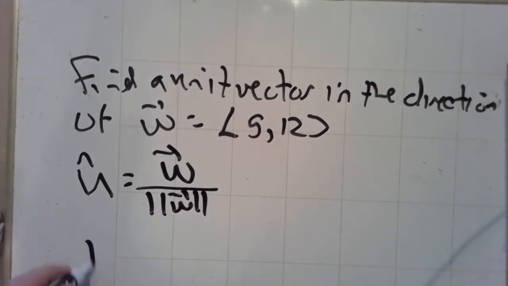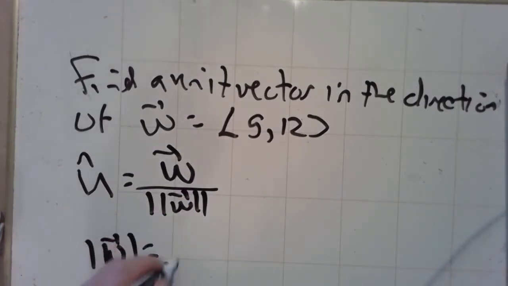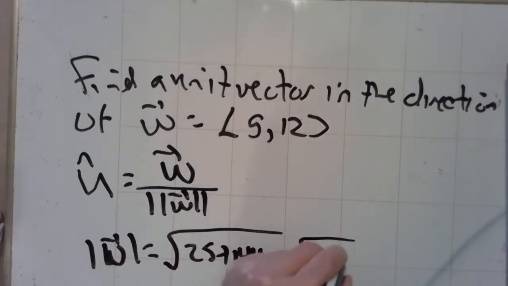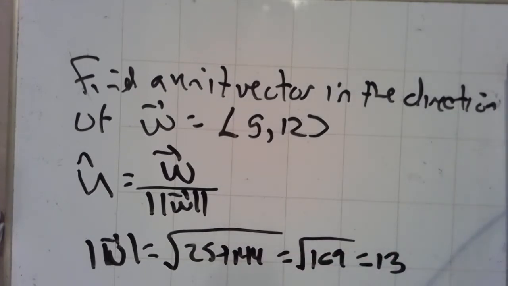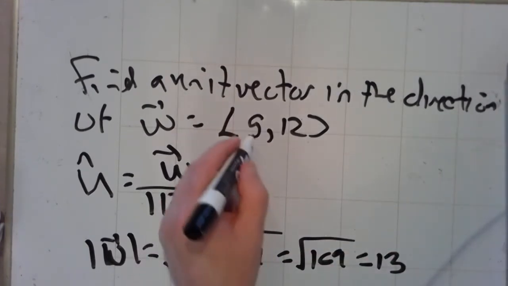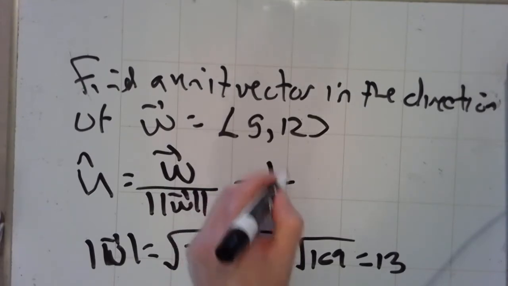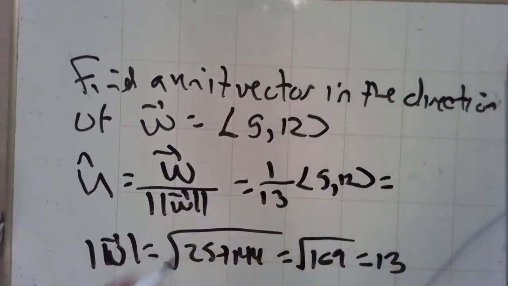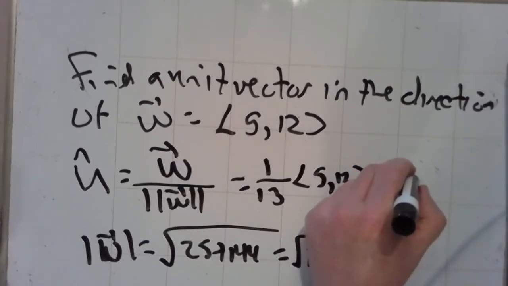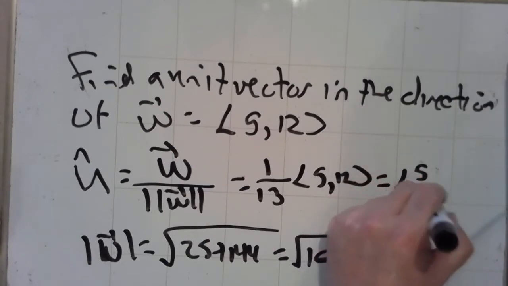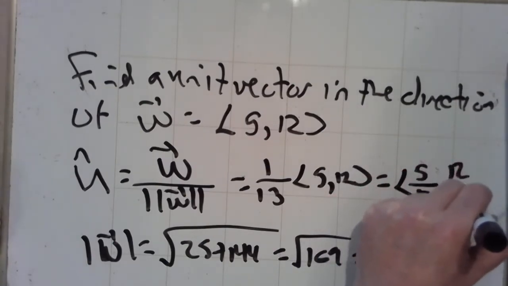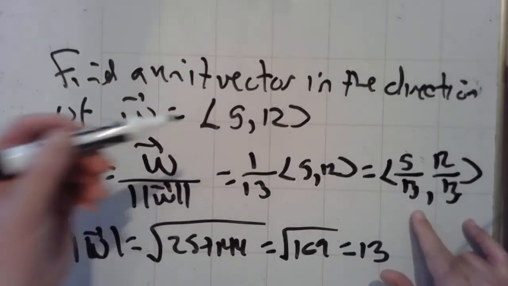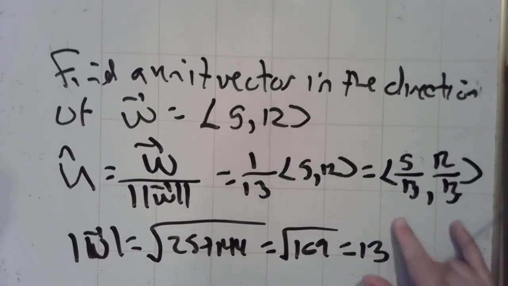So let's find its magnitude. That will be the square root of 25 plus 144, the square root of 169, that's 13. So I'm just going to take this guy and take 1/13 of him, and then I can just distribute in. That's how we do scalar multiplication. So now that guy points parallel to w, in the same direction, but only has a length of 1.